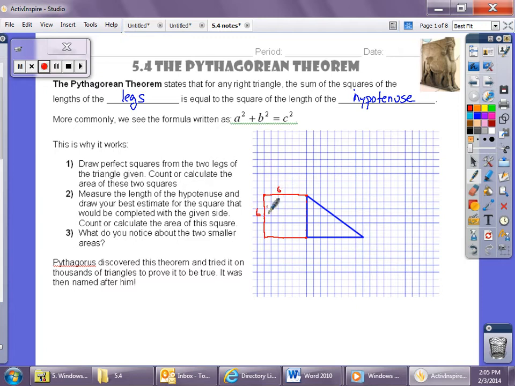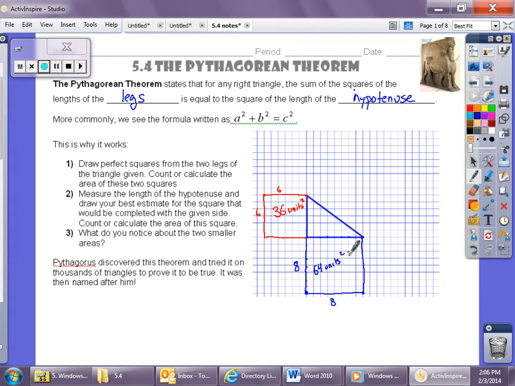Well, the area, we calculate this, base times height or length times width, gives us 36 units squared. And if we look down here, we have 1, 2, 3, 4, 5, 6, 7, 8 units. So it's going to be 8 units. Once again, it's a square, so the lengths all have to be the same. So this is 8 units by 8 units, which is 64 square units.